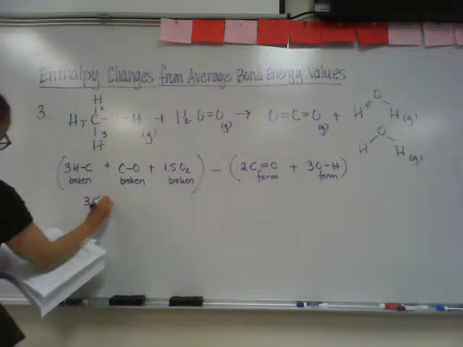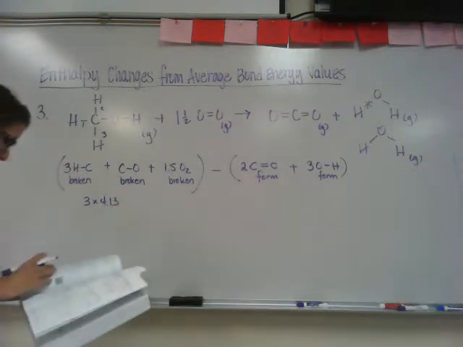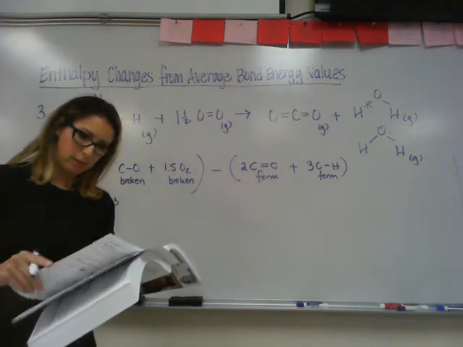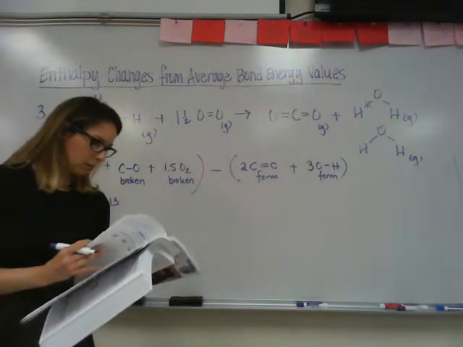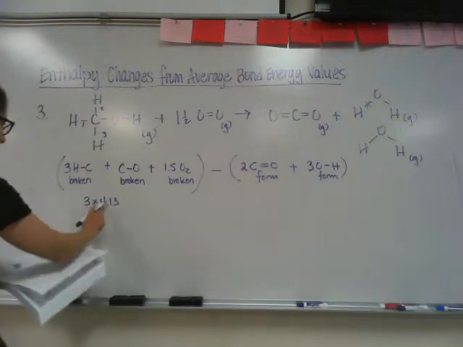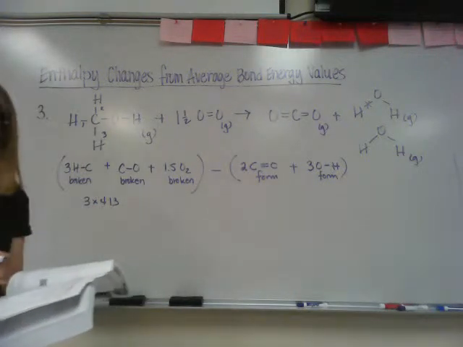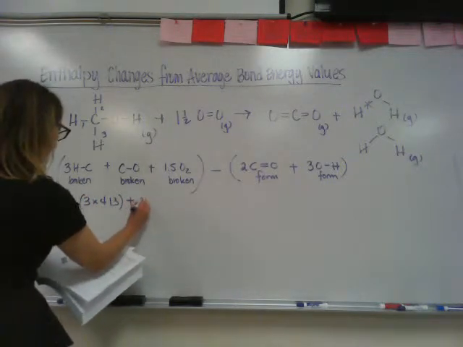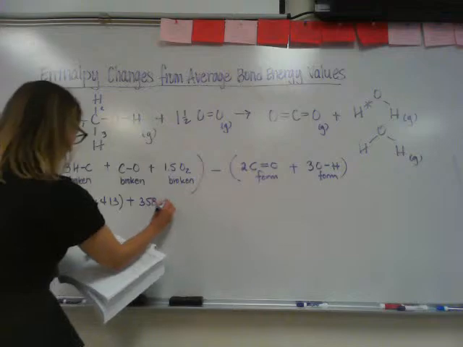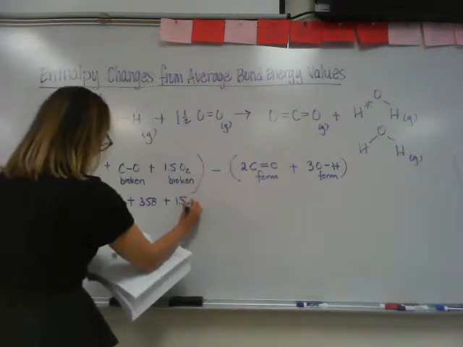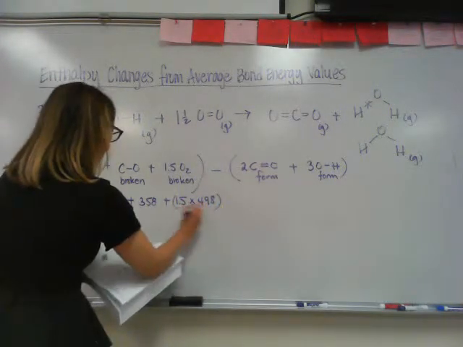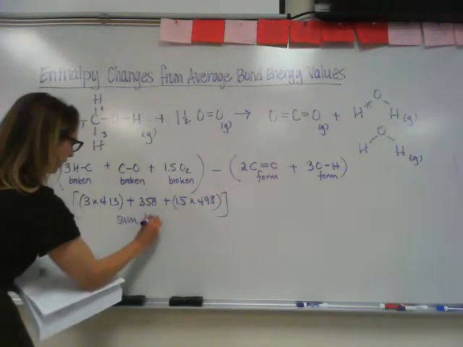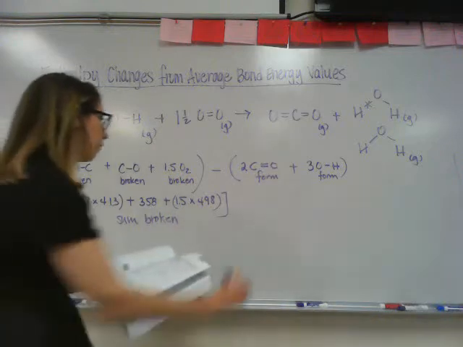When you plug this in, it's going to be 3 times 4.13. Double check me on that value. Let's see. Is that right? That doesn't seem right. It's 413, not 4.13. Okay, 413. And then plus 358 plus 1.5 times 498. So this is the sum of the bonds that were broken, okay?